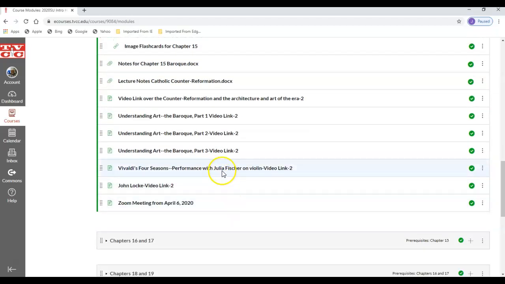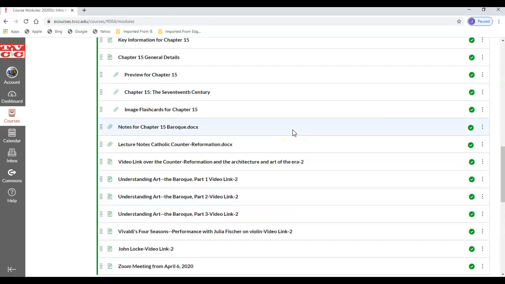I also have for you a few links in regard to music. This is a beautiful performance of Vivaldi's Four Seasons. Julia Fisher is just an accomplished musician. She's not only an accomplished violinist, as she plays here, she's also an excellent pianist. And so this gives you a chance to see the production of the music, so you can watch over those. So you have a number of different areas that you can look at.